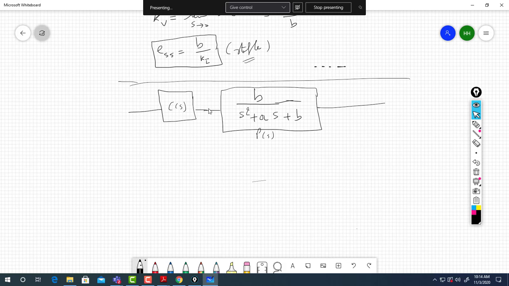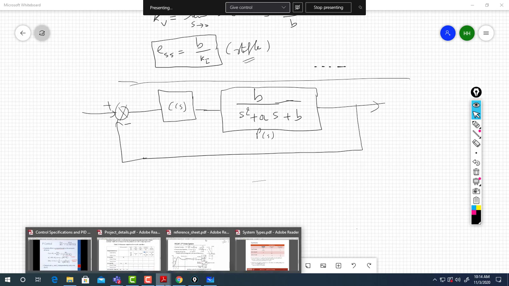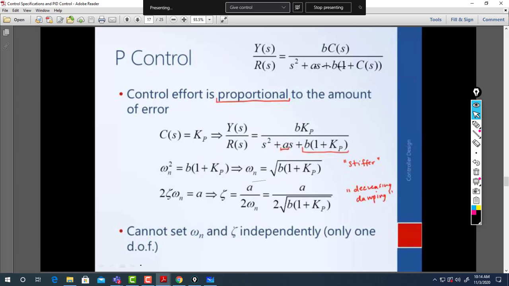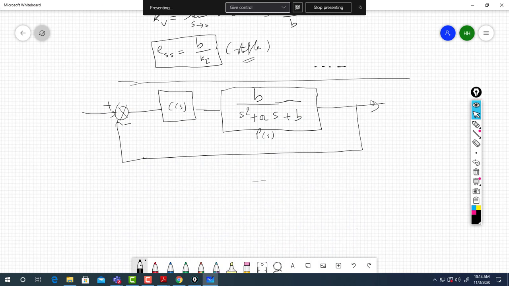And the output, then my reference, plus minus. Let's see what they named them. They name the output Y, and the reference is R of S.